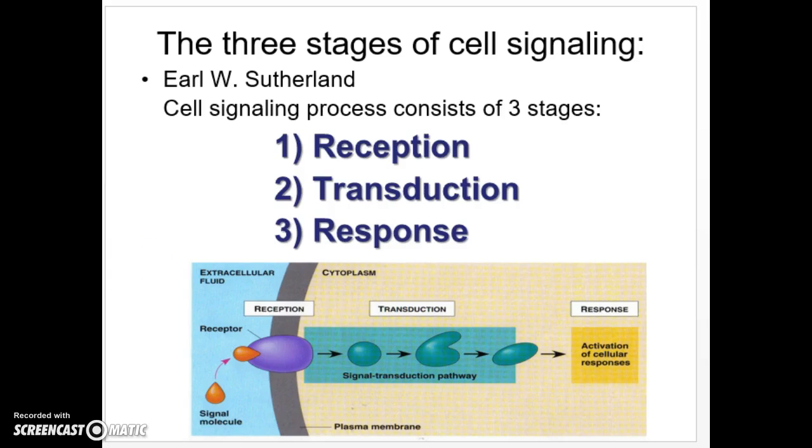Earl Sutherland broke down the stages of cell signaling into these 3 steps: reception, transduction, and response. So no matter what the method of signaling that is occurring, we can really break down the type of communication into these 3 specific steps in terms of getting to that response. You can see in the diagram down below here, reception is usually going to occur on the cell membrane. Transduction will occur within the cell itself, and the response also will occur someplace within the cell.